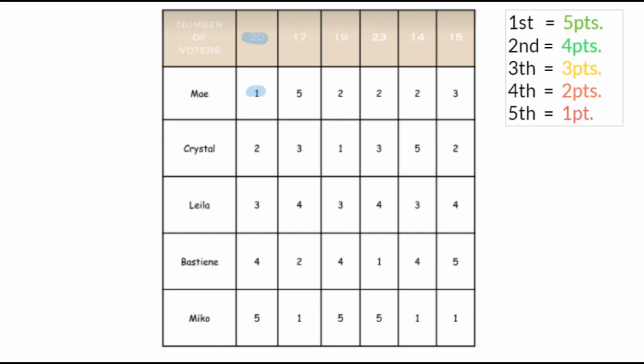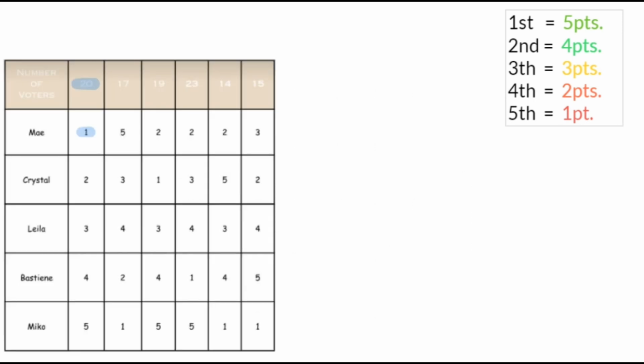For example, if we make use of May's first round of voters, which is 20, and her first place ranking, we would get 20 times 5, making up for a total of 100 points. Apply this to the rest of her rounds, and you get the following points.